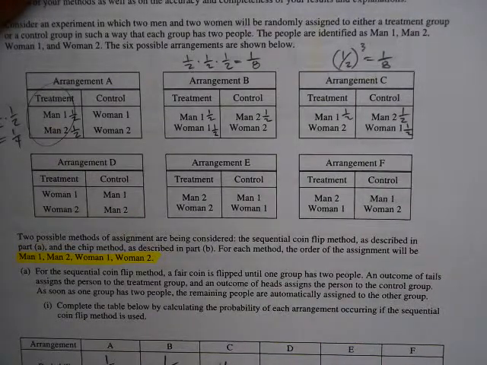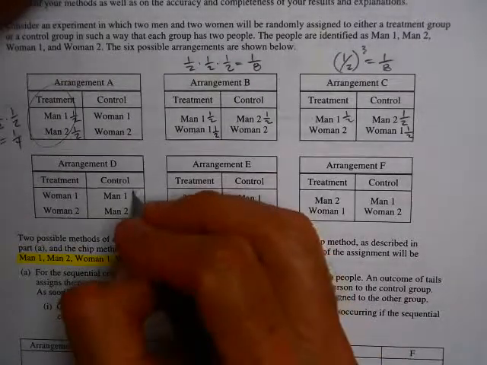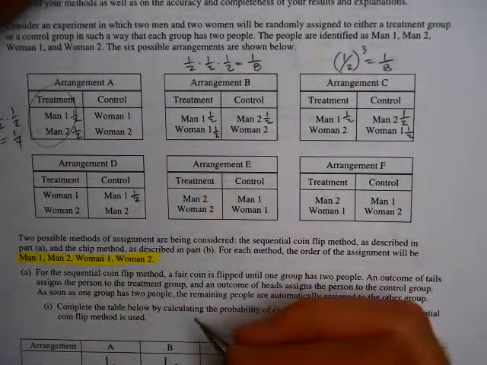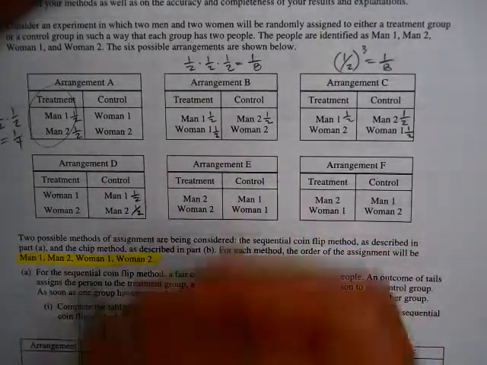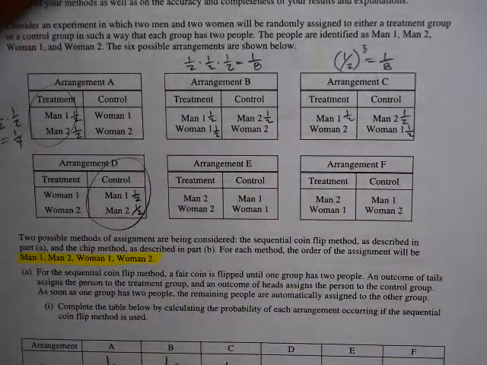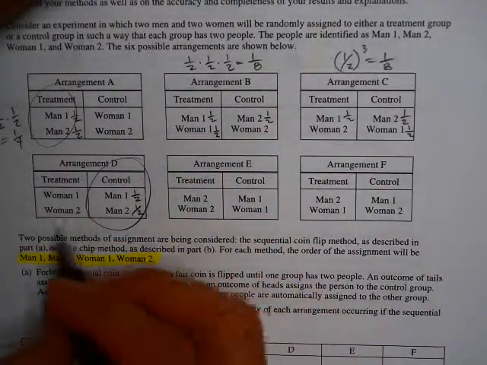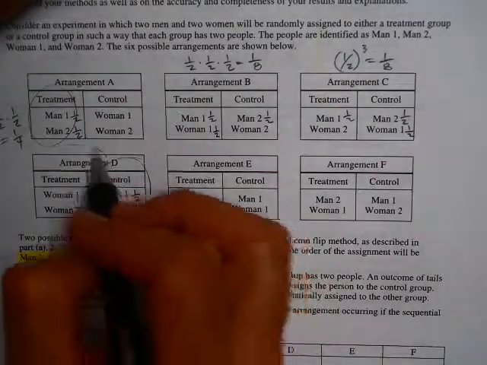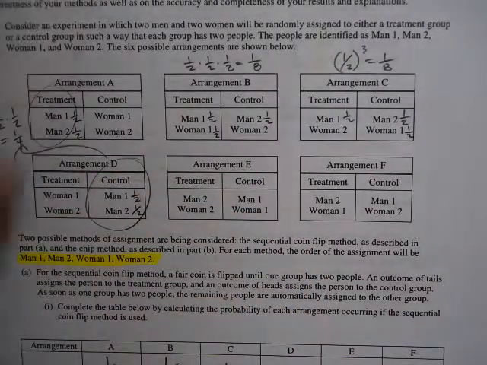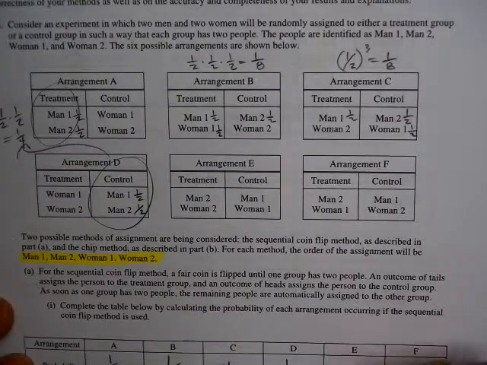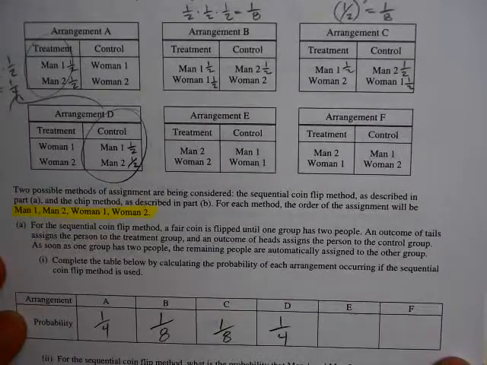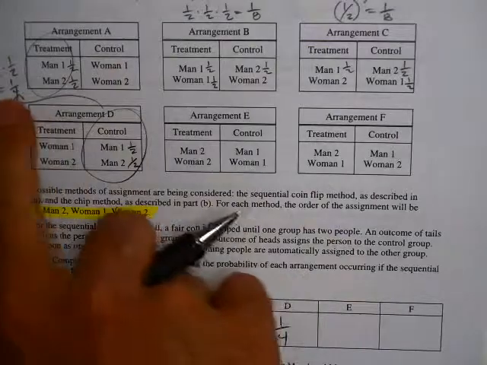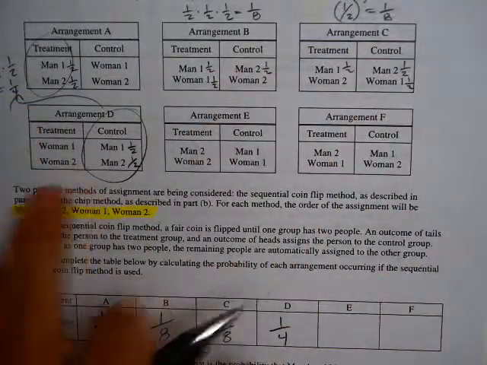All right, arrangement D. Man 1 flips. He's in control. Man 2 flips. He's also in control. The control group is now filled. We don't need to do any more flips. Woman 1 and woman 2 get pushed in automatically, so that's going to be the same probability as arrangement A, so that's 1 in 4. There's only 2 flips needed. Sorry, I've been writing down there and you guys couldn't see that. So arrangement A is 1/4, B is 1/8, C is 1/8, D is 1/4.